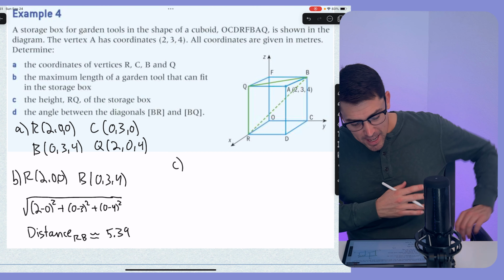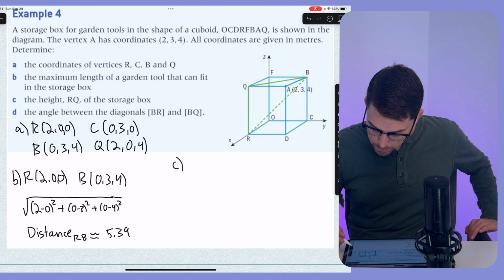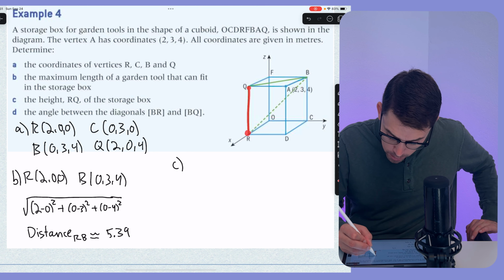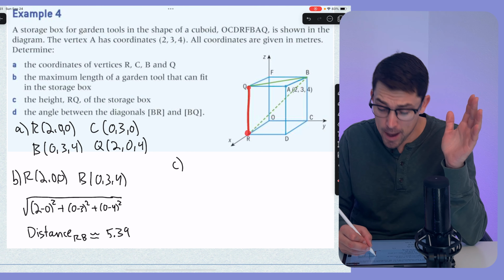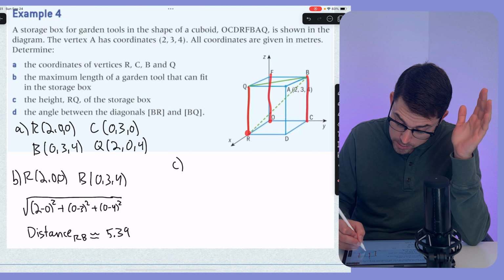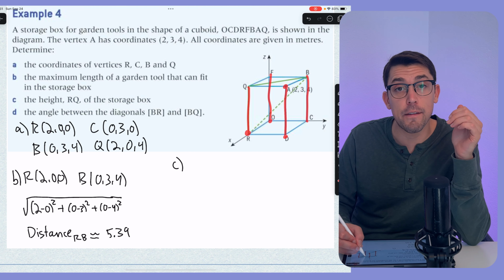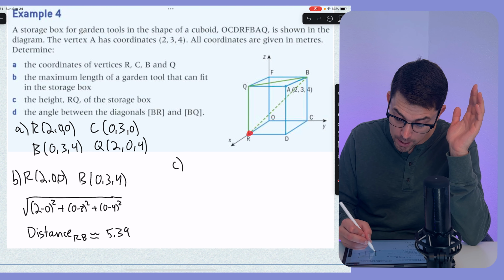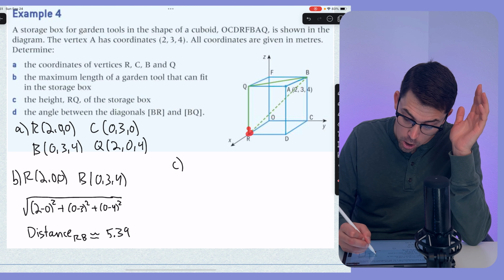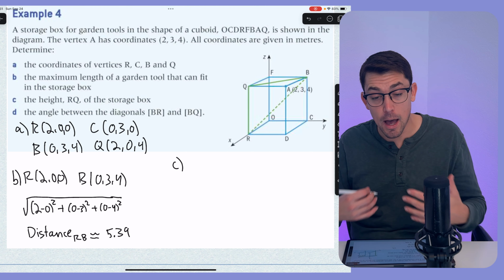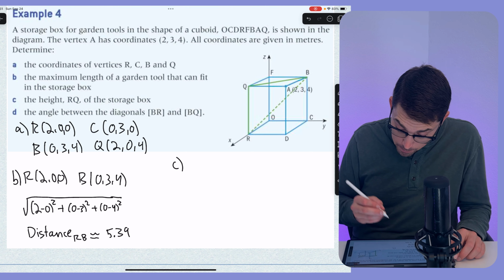Now, how about C? The height RQ of the storage box. So how high is this thing? If I want to know how high it is from R to Q, it should be noted that it actually doesn't matter if it asks for RQ or OF or CB or DA. It'll all give us the height. And again, what we're asking is, hey, what's the distance between this point down here on the base of this thing all the way to this point right here on the top? So again, I'm going to do the same exact thing. I'm just going to find my distance from R to Q.